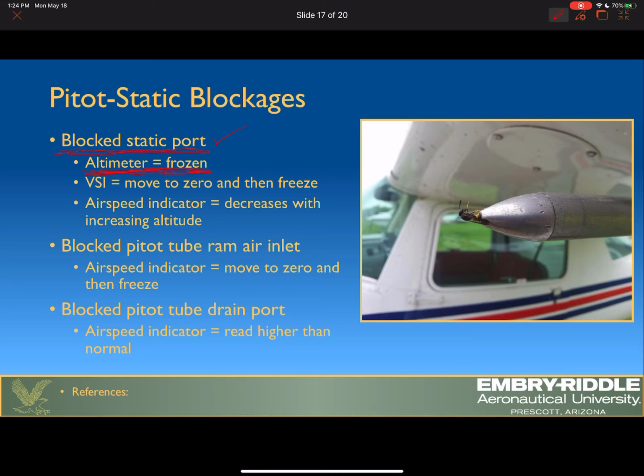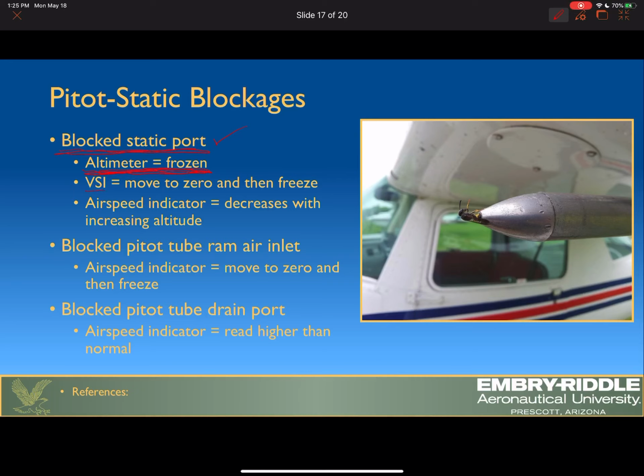Our altimeter is going to be frozen. Whatever pressure is inside the case is going to be stuck there. It's not going to move, so your altimeter is not going to indicate any change. It will be frozen at whatever it was last at.